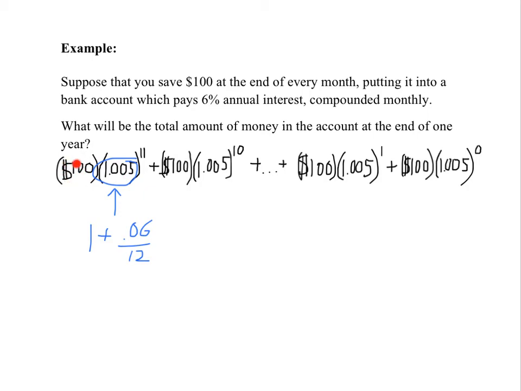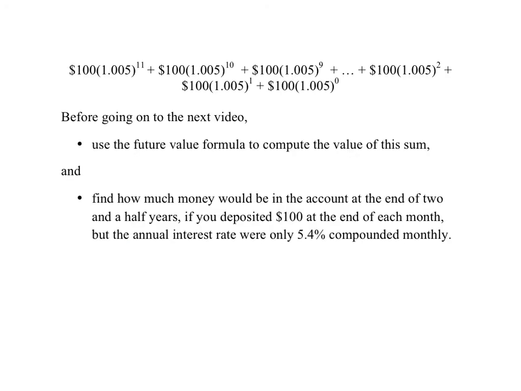The first $100 that you put in the bank, say at the end of January, sits in the bank for 11 months before you reach the end of December. Thus, the monthly growth factor is applied 11 times to that first $100. It's applied 10 times to the next $100, and so on down the line until that last $100 deposit receives no interest at all.